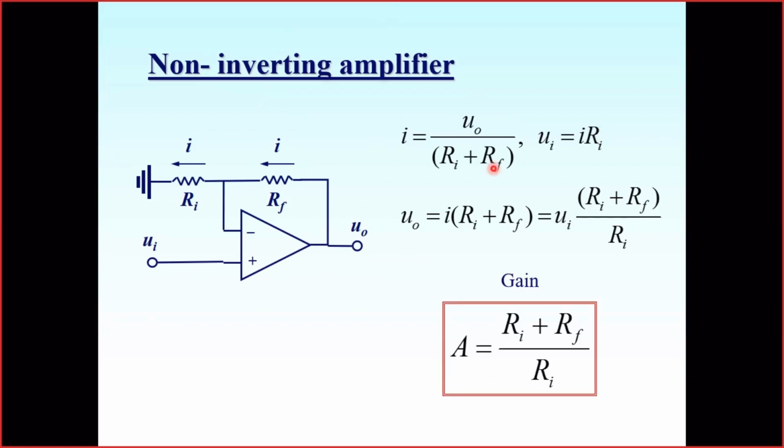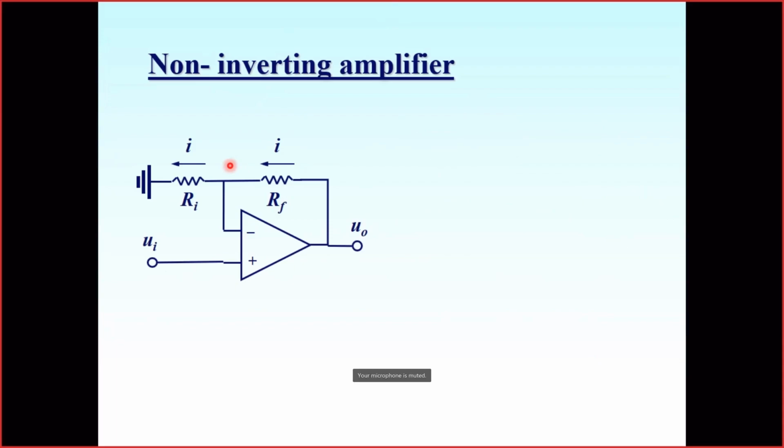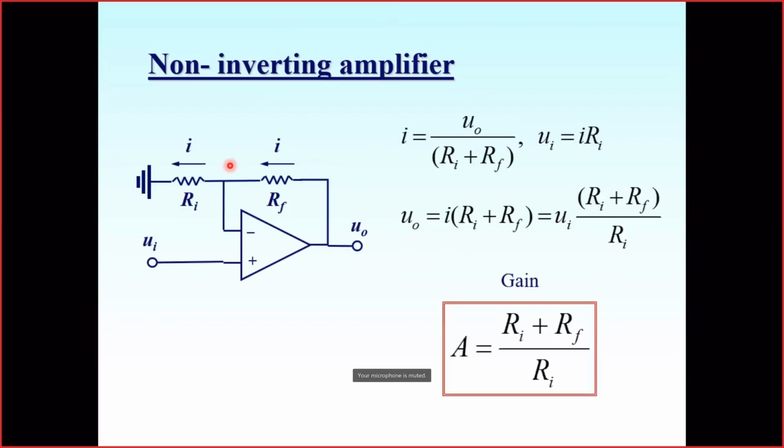Putting in U in and regrouping the terms, finally I get a relationship between the output voltage and the input voltage. The gain of this amplifier will be Ri plus Rf divided by Ri. What is important about this gain? It is never less than 1. Even if Rf is 0, then the gain will be 1, so we just come back to the follower. If the feedback resistance is non-zero, the gain will always be higher than 1. So I'll call this a non-inverting amplifier.